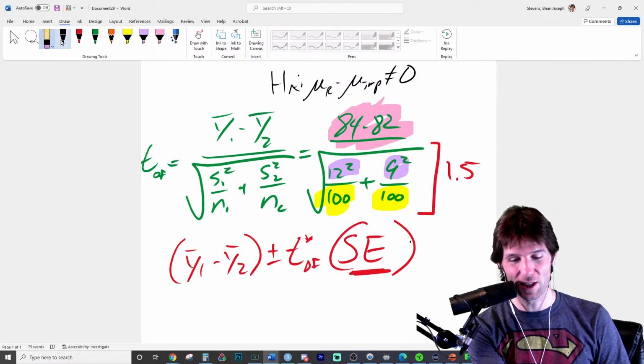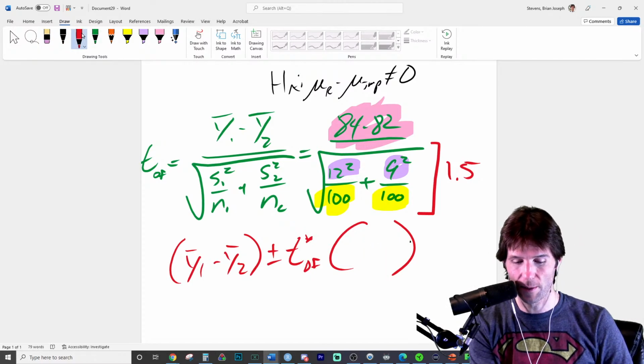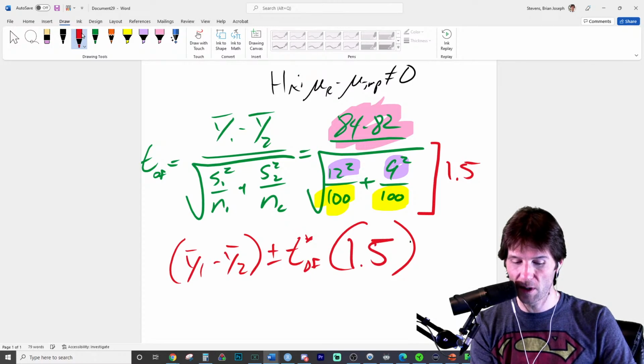You're saying just take that 1.5. You already solved for the standard error. It's the same thing right here. But this is where I did want to point this out.